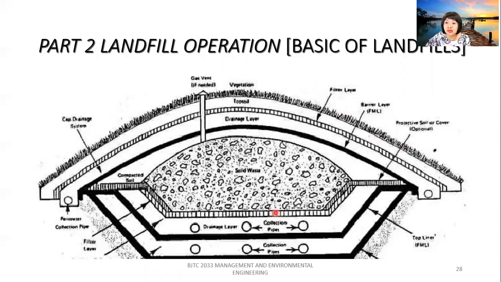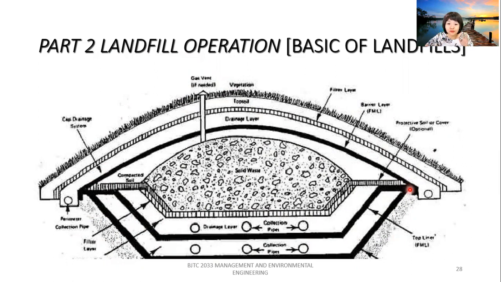Okay, so these are the basic cross sections of a landfill. You can see here, this is the gas room. At the lower level here, you can see we have the liner. So this is the liner, the black color ones. The liner is actually a layer that covers the land from pollutants.